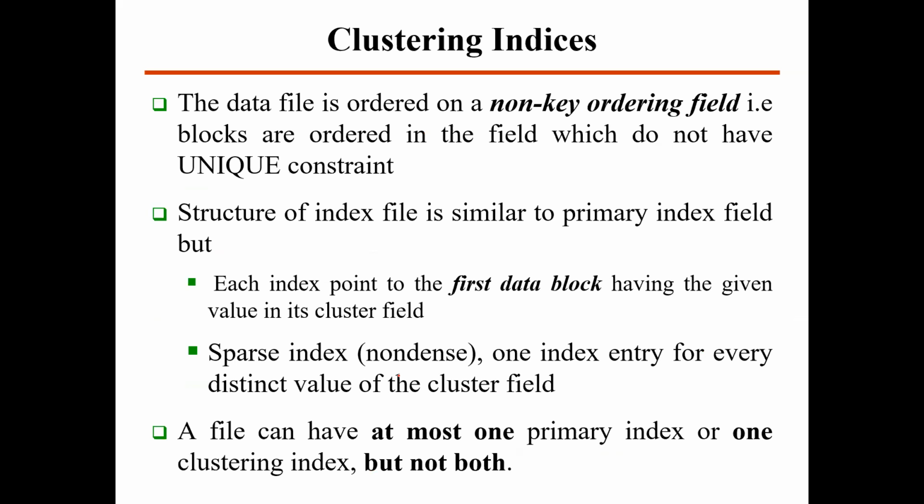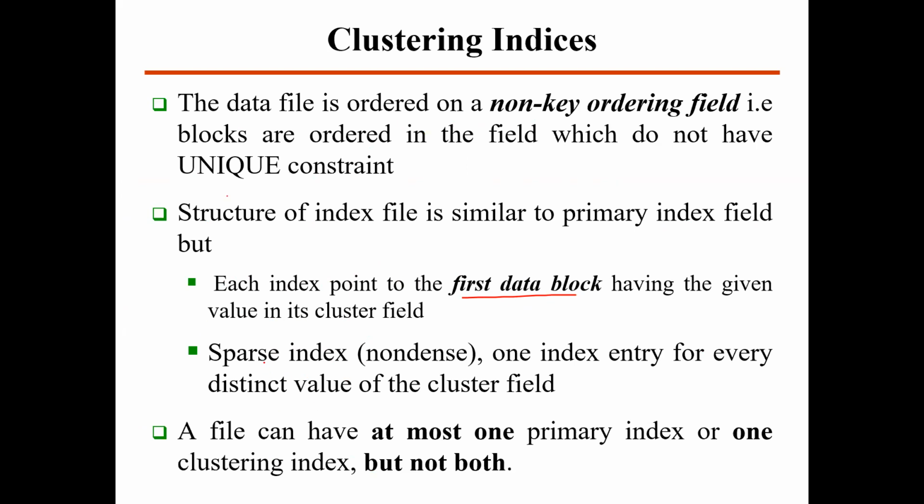Clustering index. The data file is ordered on a non-key field, which does not have a unique constraint on the field. It means it will allow making a cluster index on a field which is non-key, which means duplications are allowed. The structure of the index is similar to the primary index, but two things are different. One is that each index entry points to the first data block, so the block anchor is always first.